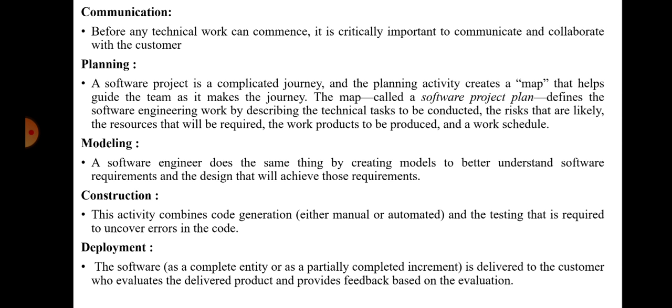We are creating some models to better understand the requirements and also the design that will achieve those particular requirements obtained from the user or customer. Then the next activity is construction, which is the combination of the code generation and testing process, which is required to discover the errors in the code and also rectify the errors to obtain the correct result. Code generation can be done either manually or automated.